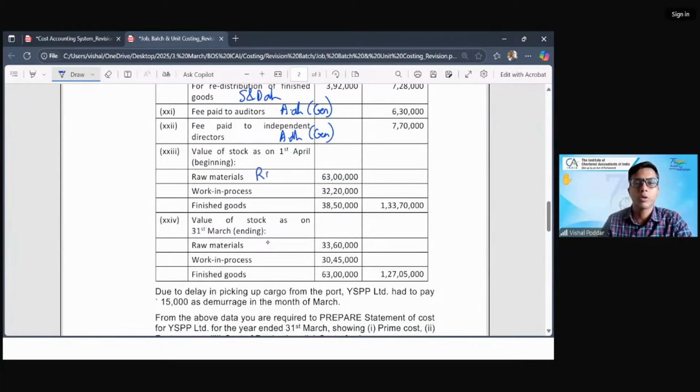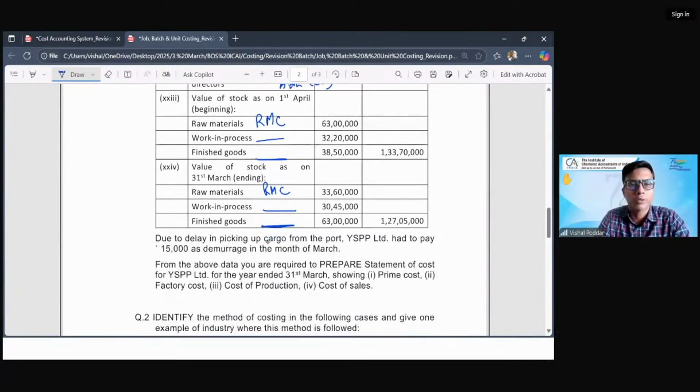Stocks, opening stock, closing stock. WIP, we know this will go after your factory cost. This is for determining factory cost, and this will come after your administration overheads, administration for production. You get cost of production, and after cost of production, you add opening finished goods and less closing finished goods to get cost of goods sold.